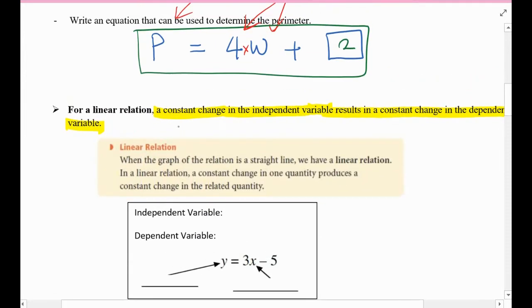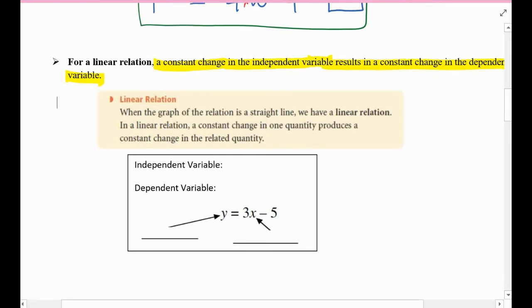So linear relation. To become a linear relation, constant change in both variables, both independent and dependent variable. So that's called linear relation. Constant change is really important to become a linear relation. Okay. So when you graph a linear relation, it is a straight line. That's why we call it a linear relation. All right. And here, this is an equation of a linear relation.